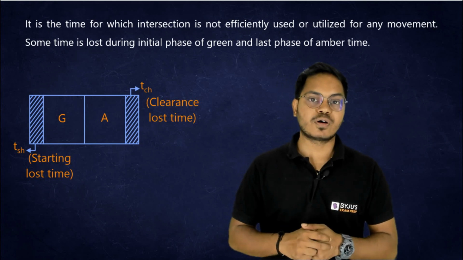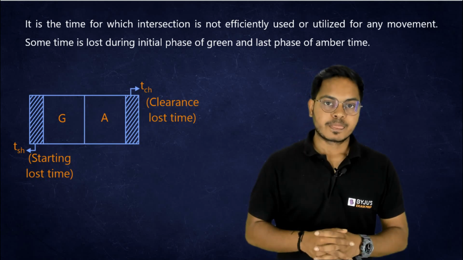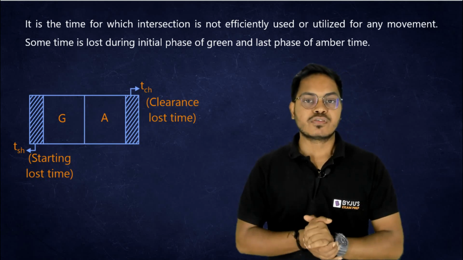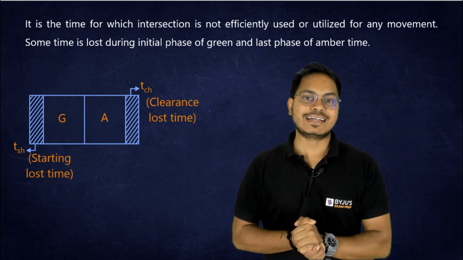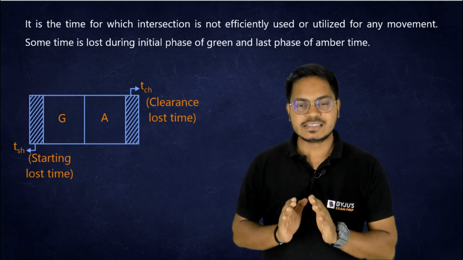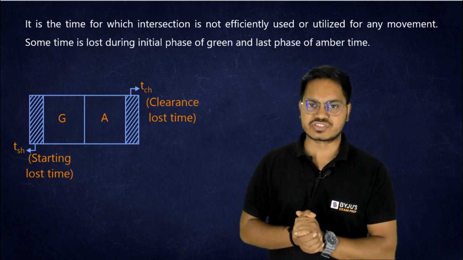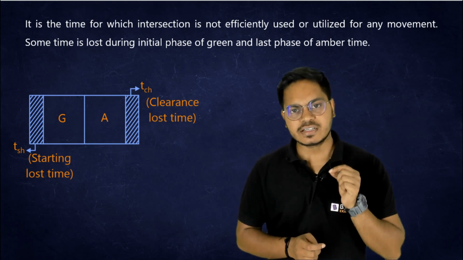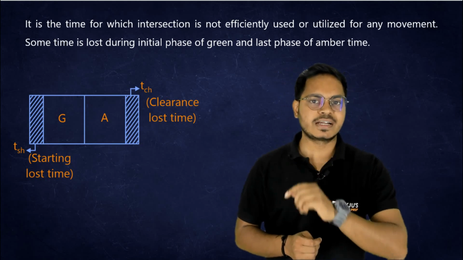The second type of loss is called your clearance lost time. Now suppose there is a green light for the road, a vehicle is approaching the intersection and it sees that it is having a green light. There is no problem, it is going to cross the intersection. But as soon as it reaches close to the intersection, the yellow light, the amber light, turns on.